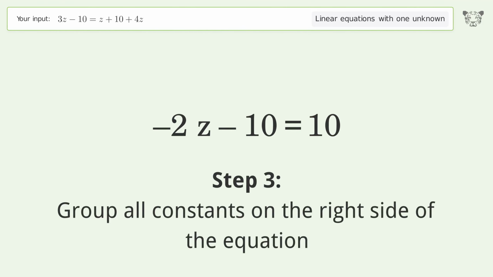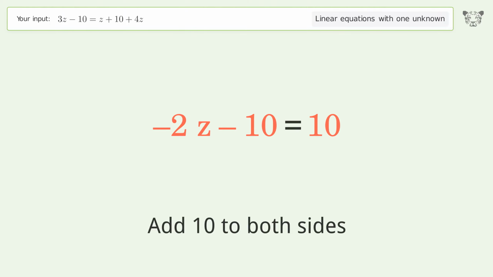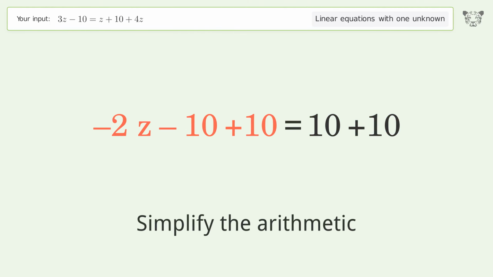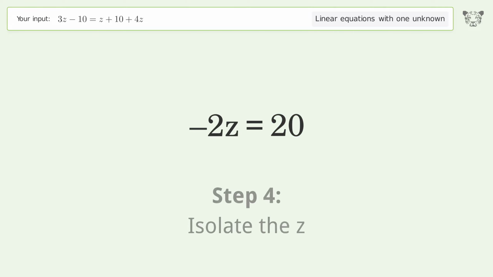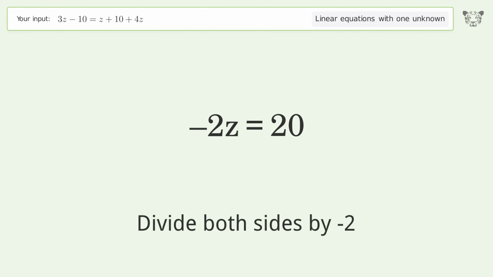Group all constants on the right side of the equation. Add 10 to both sides. Simplify the arithmetic. Isolate the z. Divide both sides by -2.